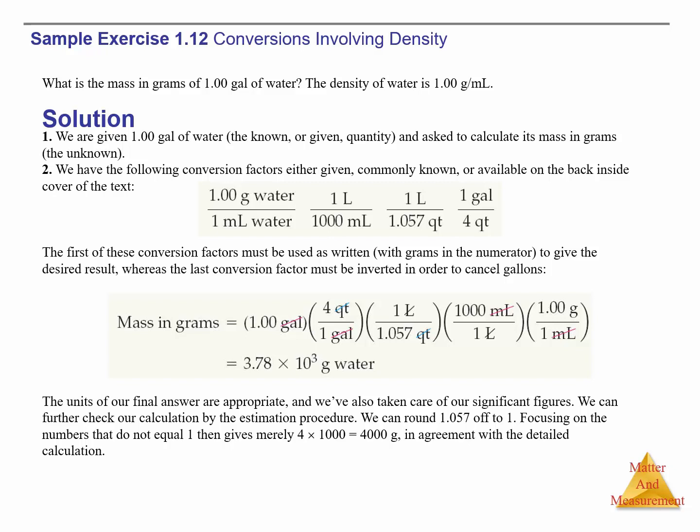So the mass in grams is 3.78 times 10 to the 3 gram water, and the answer is reported in 3 significant figures, 1, 2, 3, the same as here, 1.00. Now the units of our final answer are appropriate, and we have also taken care of our significant figures. We can further check our calculation by the estimation procedure. We can round this off to 1, focusing on the numbers that do not equal 1, then gives merely 4 times 1000 for 4000 grams, in agreement with the detailed calculation.